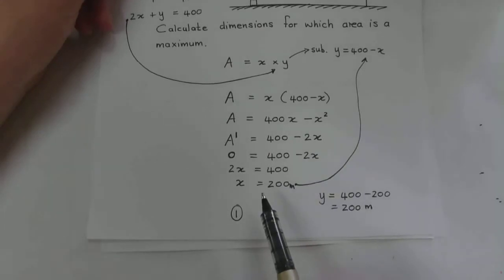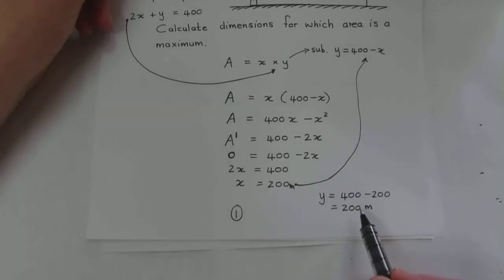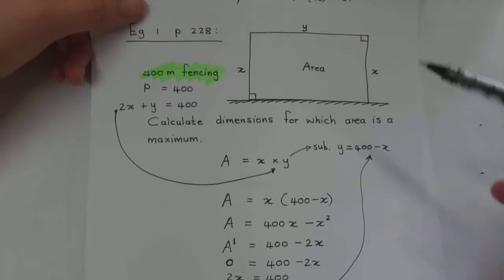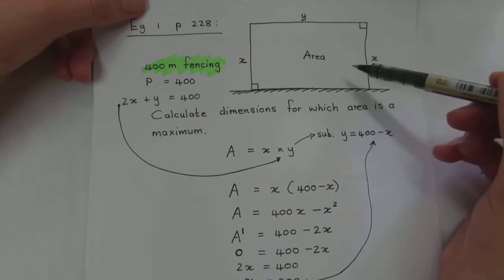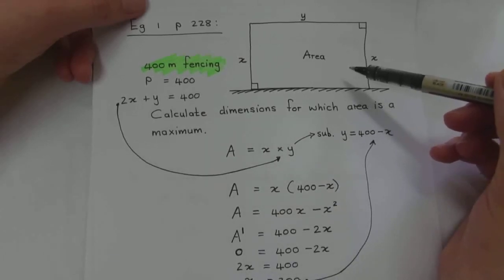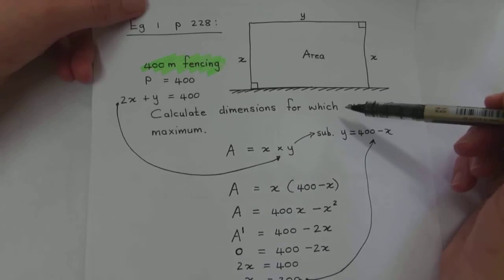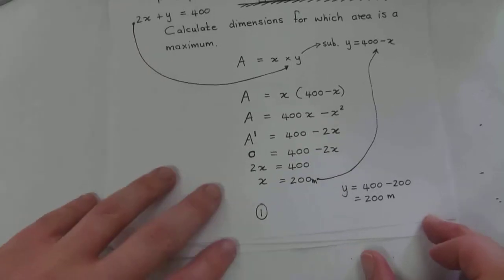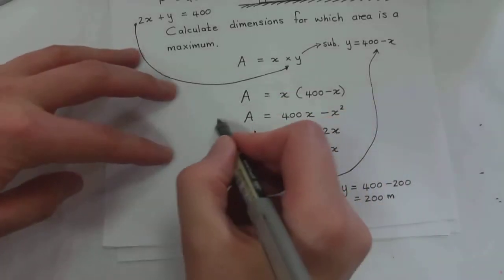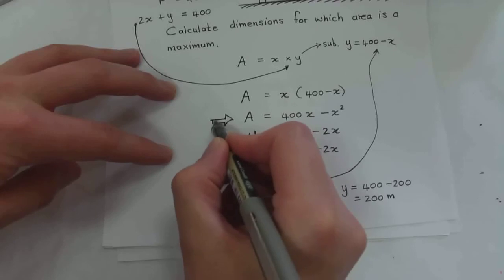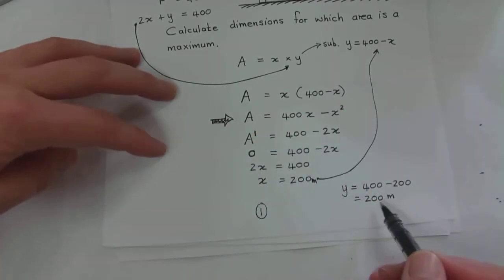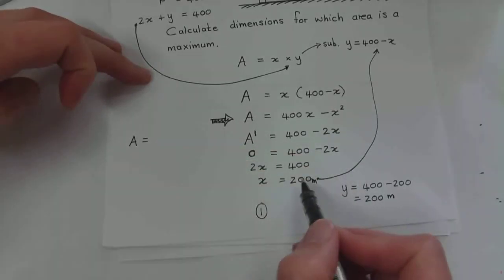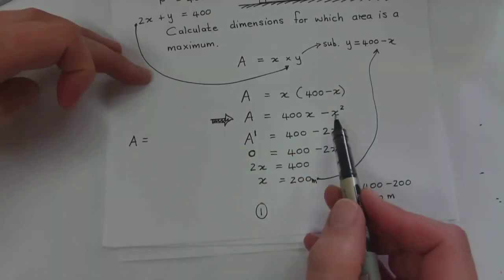So with a width of 200 meters and a length of 200 meters, this will have a maximum area. Now please note, I haven't actually calculated the maximum area because they didn't ask for it. But if you do want to know what this maximum area is, you can simply go back to this formula, which calculates my area. So if I want to know what that maximum area is, the maximum area happens when x is 200, so I can substitute 200 in there.